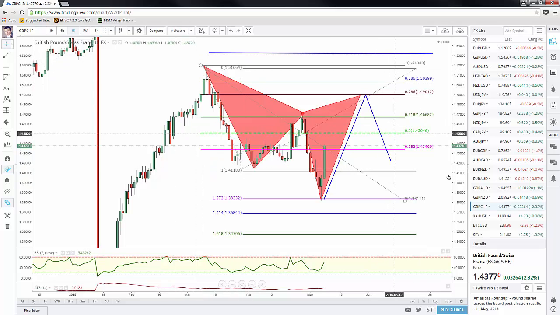And then looking for a 382 and a 618 retracement, for those of you who are more familiar, who've been around for a little while. 382, 618 retracement of the C to D leg of the move.